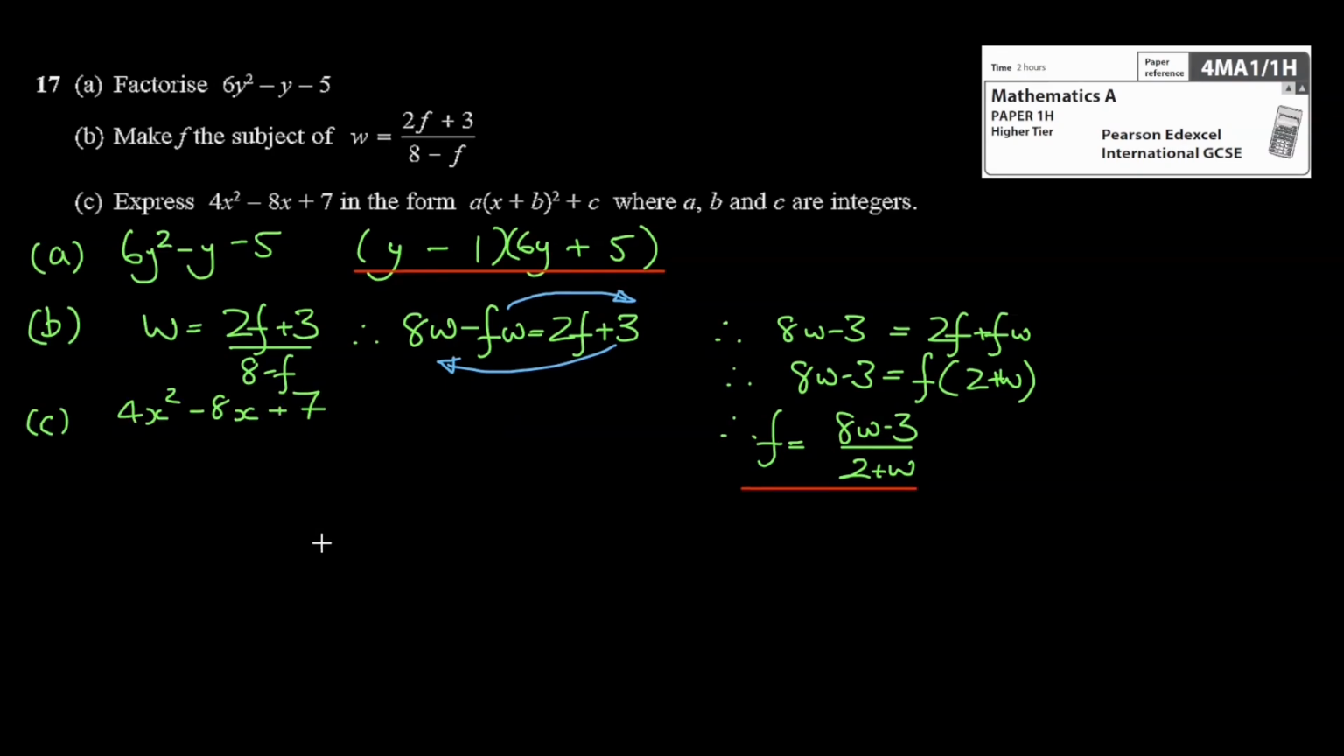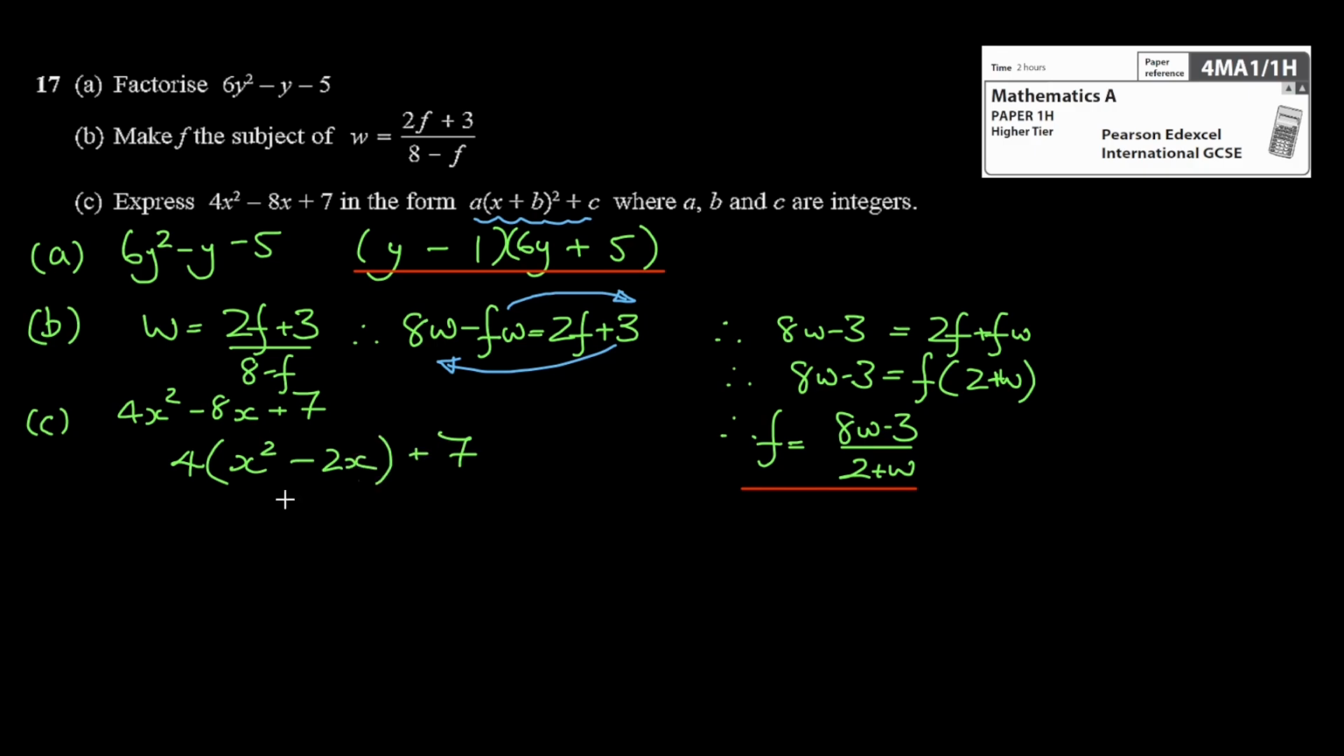Okay, part C. Now, getting this quadratic in the form that they require, we need to complete the square. Our problem is that we've got a 4 here. The 4 is just getting in the way, and I'm going to have to take it outside a bracket and then complete the square of what remains in that bracket. So let's get started. So here's that factor of 4. What remains in the bracket will be x squared minus 2x plus 7.